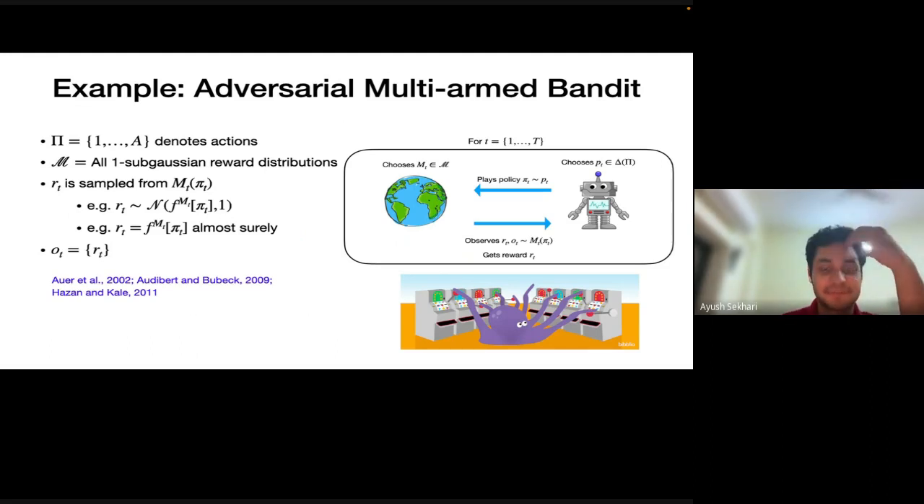This is the simplest adversarial multi-armed bandit setting. Over here, the policy class or the decision space of the learner simply denotes arms 1 to A, which are also called actions. And the model class of nature denotes all sub-Gaussian reward distributions. Now, when the learner plays a policy pi t against the model MT, it gets a reward RT, which, for example, could be drawn from a Gaussian distribution centered at the mean corresponding to that policy pi t on the underlying model MT, or it could be deterministically chosen to be the mean, which is f of MT pi t. And here, the observation that the learner gets is precisely the reward that is sampled from the underlying model.